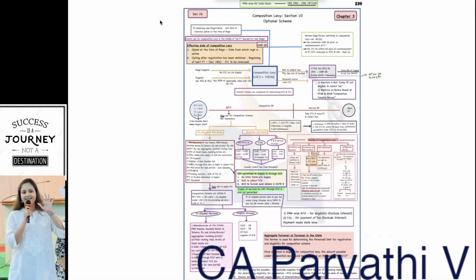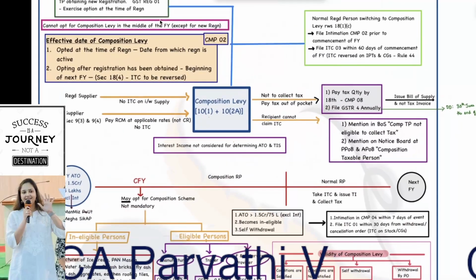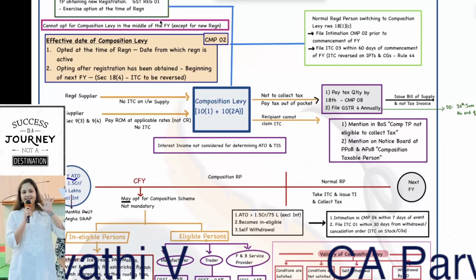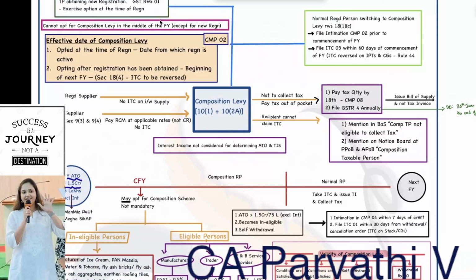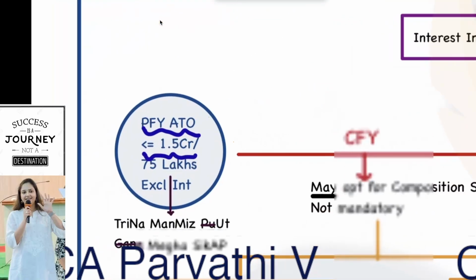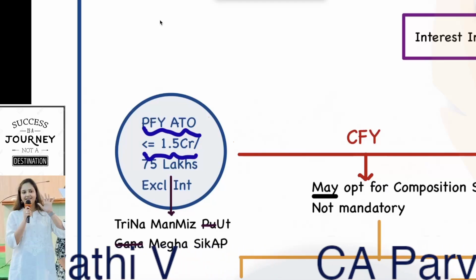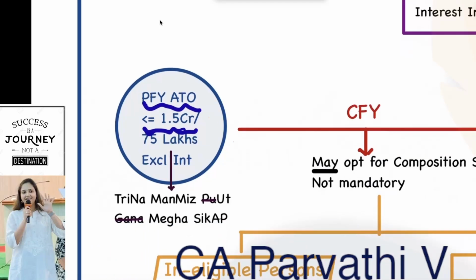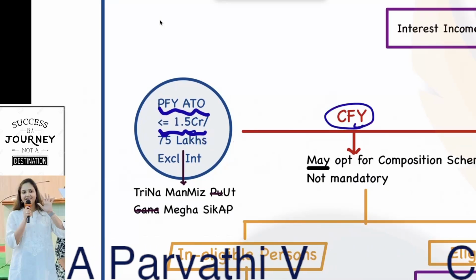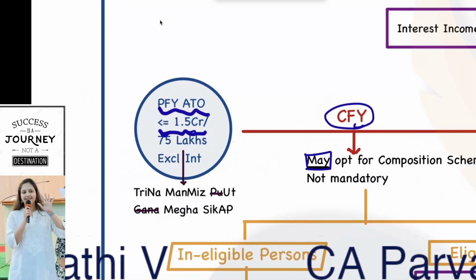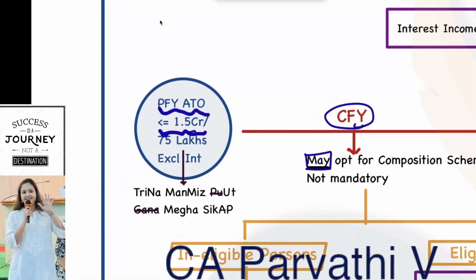So, let's look at what the composition levy is. If a person's ATO in the preceding financial year is less than or equal to 1.5 crores, then a person may opt for composition levy in the current financial year. It's not mandatory. If he wants, he can opt for composition levy.